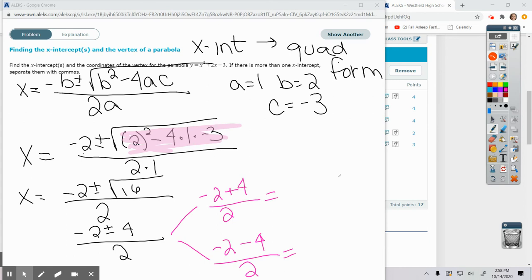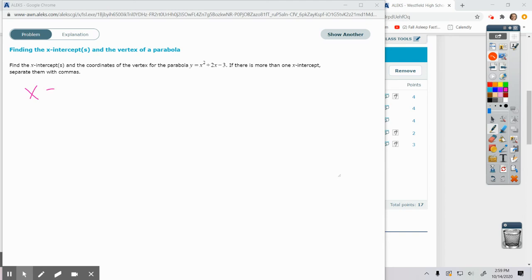So 4 plus negative 2 is 2 over 2, which gives me a 1. And a negative 2 minus 4 is a negative 6 over 2, which gives me a negative 3. Okay, this tells us that our x-intercepts are 1 and -3.